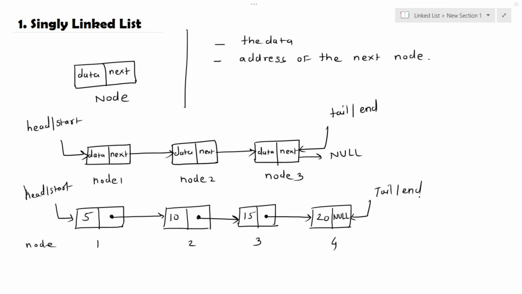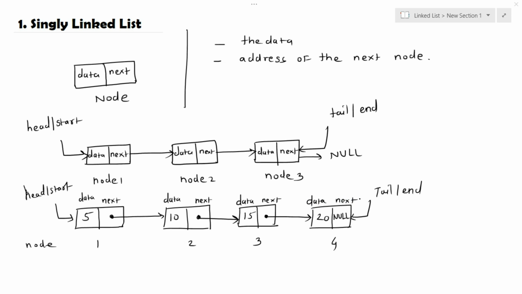Again in all the nodes, the first bucket is called data. This is data, this is next, again this is data, this is next. In the same way, data, next, and again data, next.